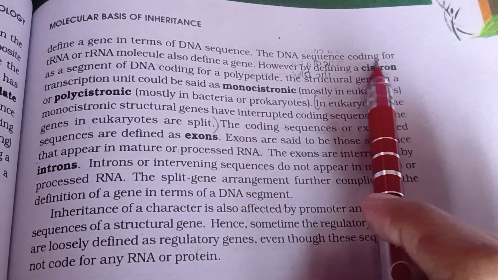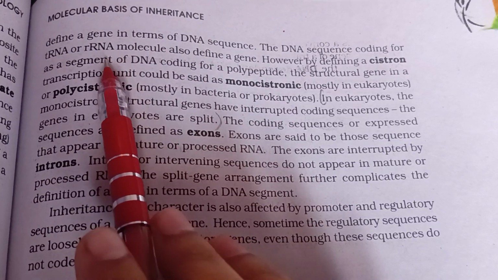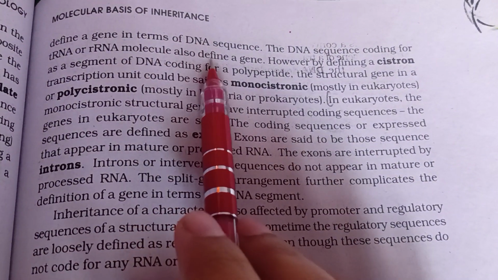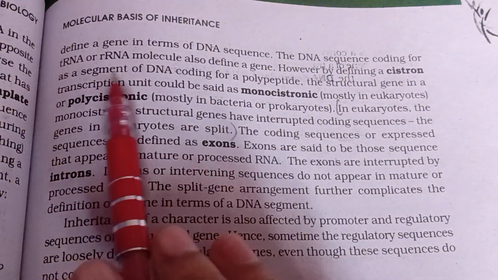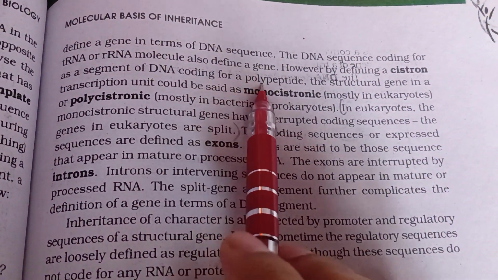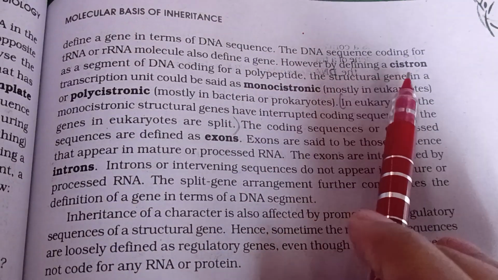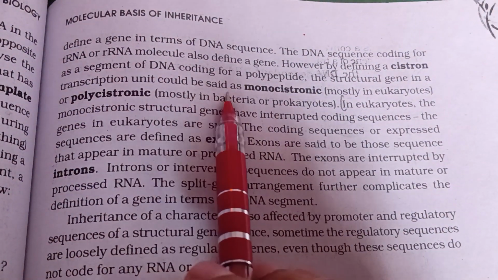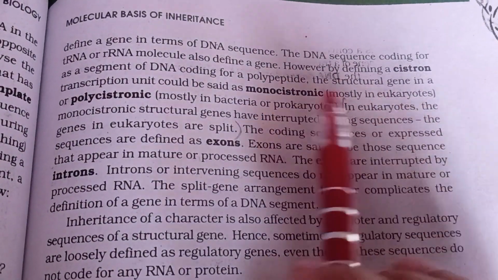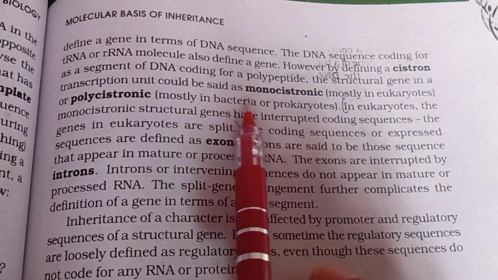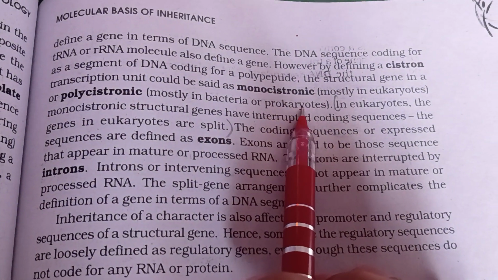So the DNA sequence coding for a tRNA or rRNA molecule also defines a gene. However, by defining a cistron as a segment of DNA coding for a polypeptide, the structural gene in a transcription unit could be said to be monocistronic, mostly in eukaryotes, or polycistronic, mostly in bacteria or prokaryotes.